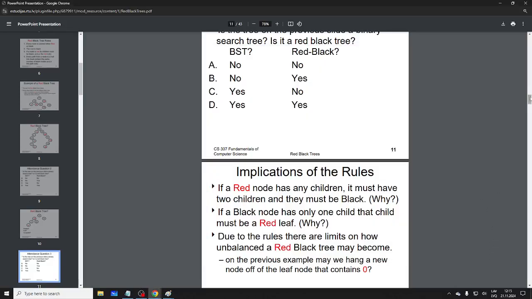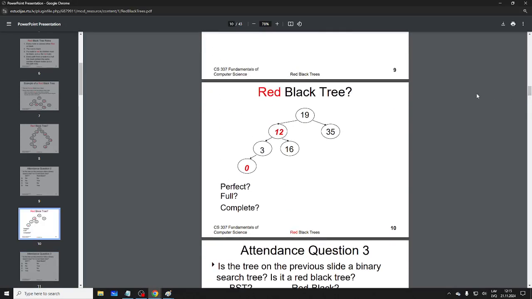Let's continue. So hopefully we agree that this is a red-black tree. It is not perfect, obviously. Is it full? No, and also it's not complete. Remember, full meant 0 or 2 children. We have some parents with only one child, single-child parents, which are not allowed basically. So none of these are true, but it is a proper red-black tree.